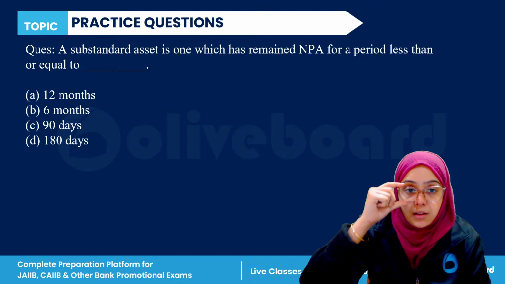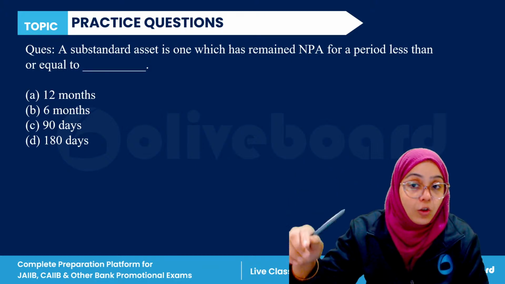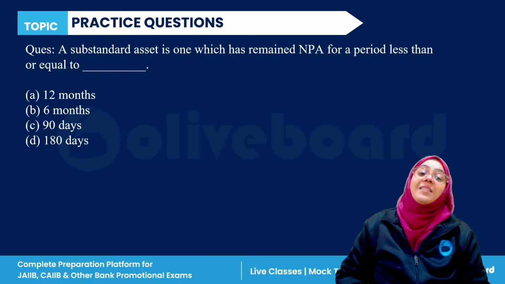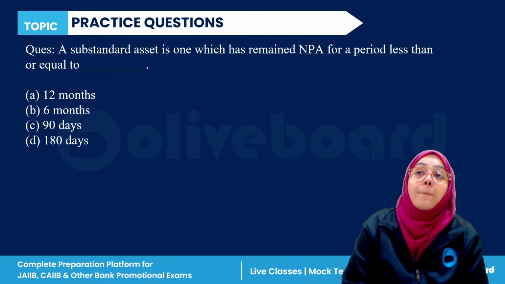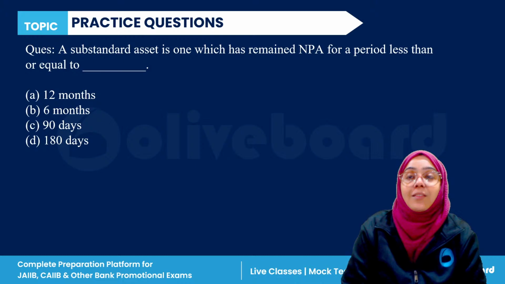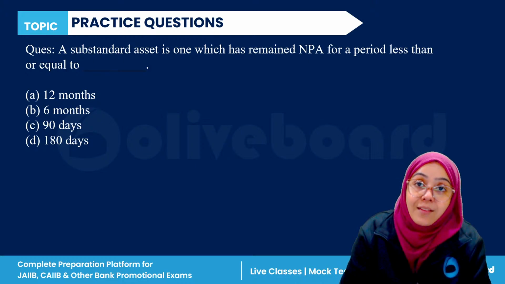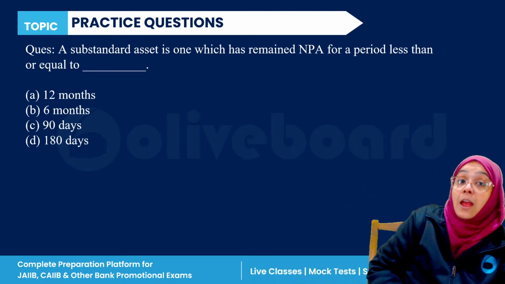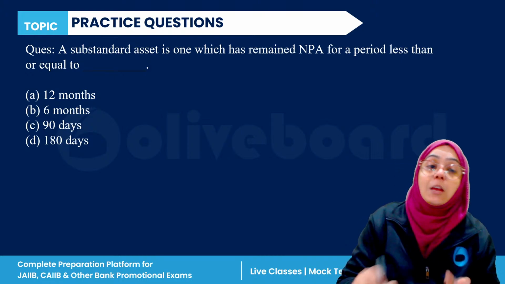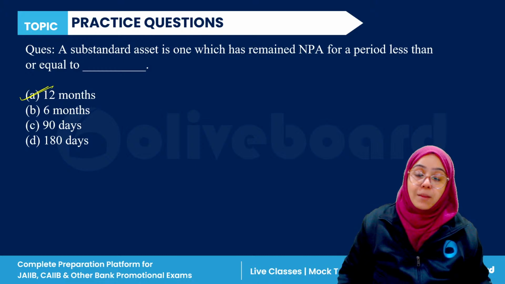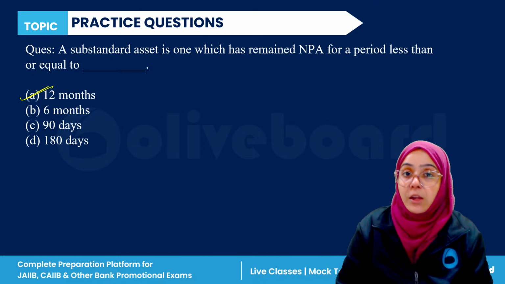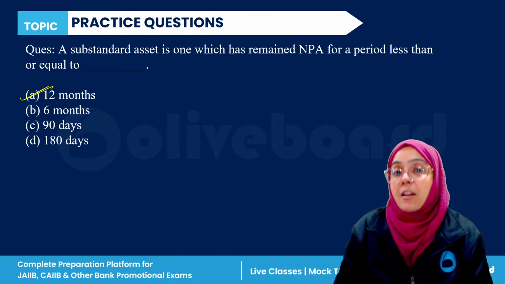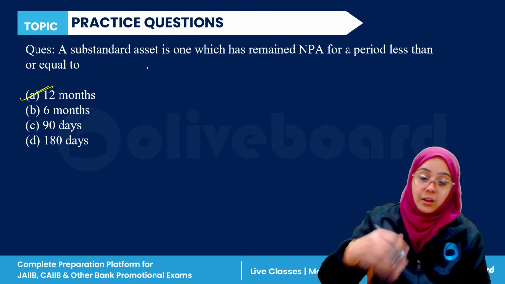Next question. A substandard asset is one which remained a non-performing asset for a period of less than or equal to what? 12 months, 6 months, 90 days, or 180 days. A non-performing asset becomes a substandard asset, then a doubtful asset, then a loss asset. When an NPA remains overdue for a period equal to or less than 12 months, it is a substandard non-performing asset. If it surpasses 12 months, it becomes a doubtful asset. And when the loss or fraud has been identified, it is considered a loss asset. So A is the correct answer, 12 months.